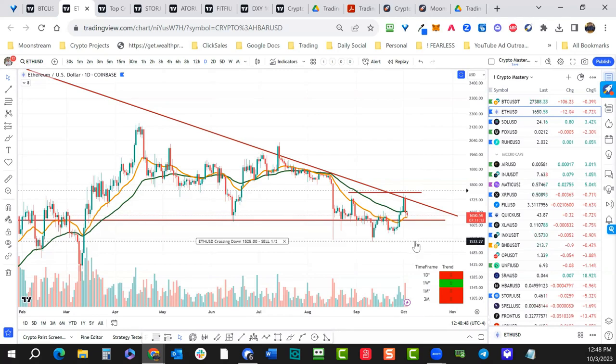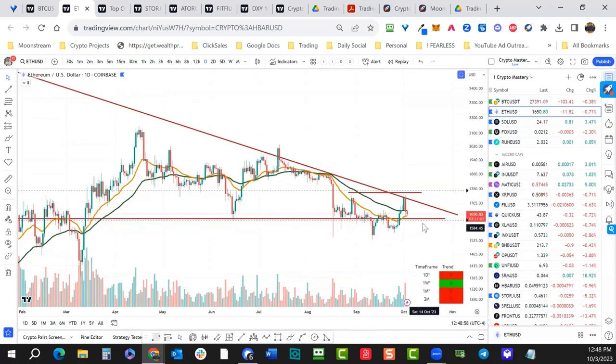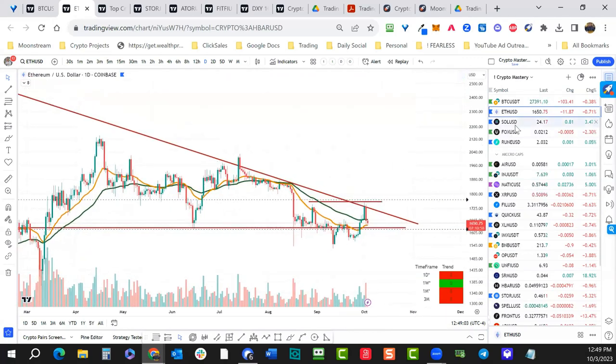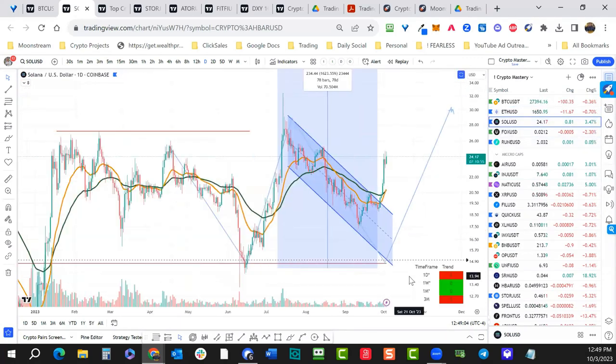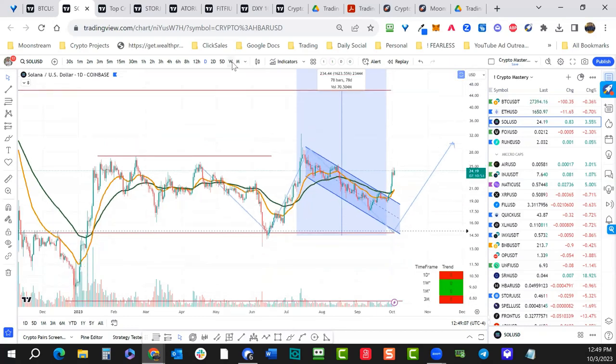You know what I'm going to do, though? I'm going to raise that. I don't want to be riding this thing down. I'm going to move it up to 1620 and start leveling out, legging out of ETH if it starts breaking down below this trend line, because you can always buy back in, and we'll want to keep an eye on that as the whole market moves. Solana has been looking good, actually, so we've been watching this for a couple weeks.